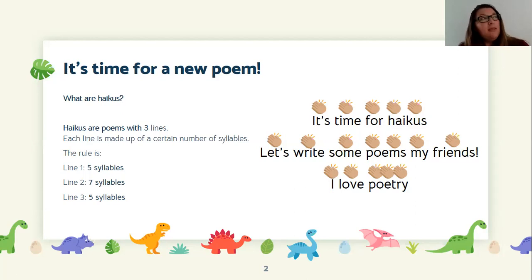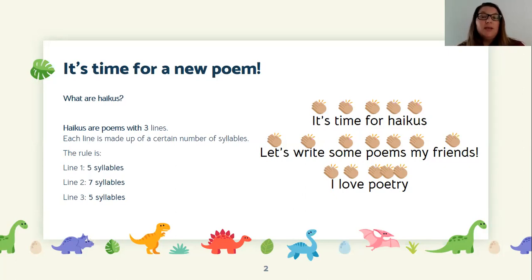Now, what you might find to be the trickiest part is that it's made up of a certain number of syllables. In the first line, there are 5 syllables only. In the second line, there are 7 syllables only. And in the third line, there are 5 syllables. So you really need to be careful with the words you use.